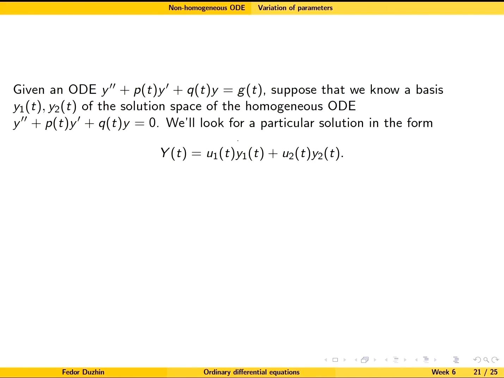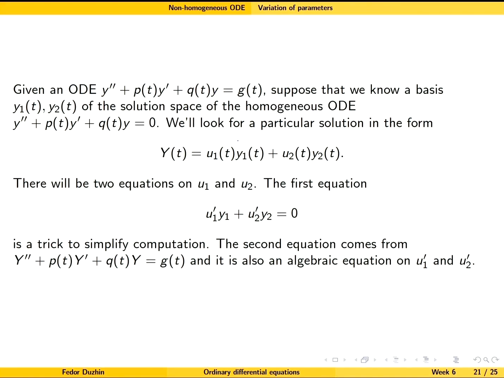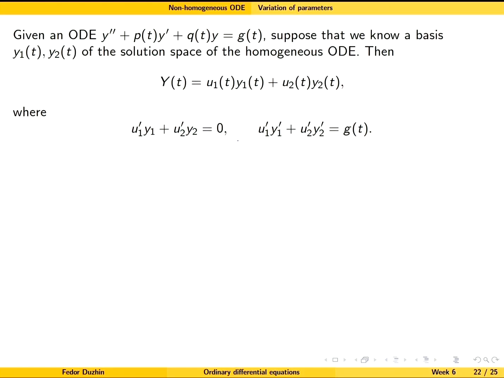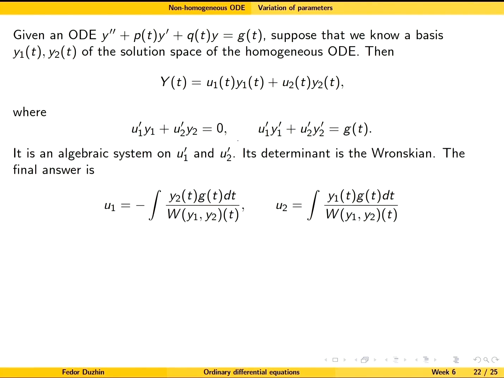And then we look for a particular solution in this form, and then there are going to be two equations on this u1 and u2. The first equation comes from a trick that we invented to simplify the computation, and the second equation is substituting this big y of t into the differential equation. But after all simplifications, we got just algebraic equations in u1 prime and u2 prime, and the determinant of the system is exactly the Wronskian. And then we can apply Cramer's rule to find the final answer, and here is the final answer.